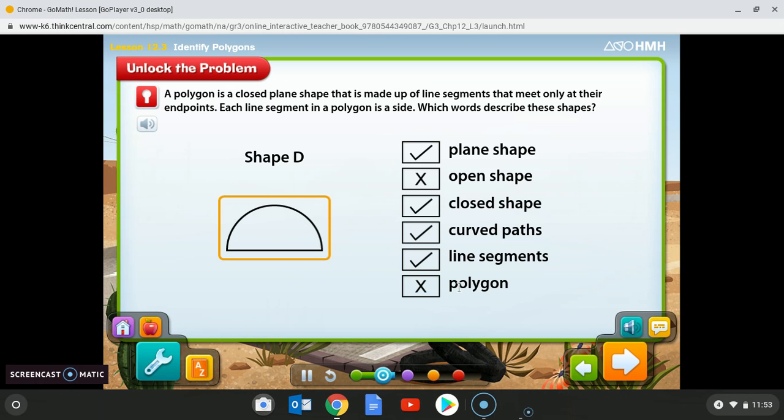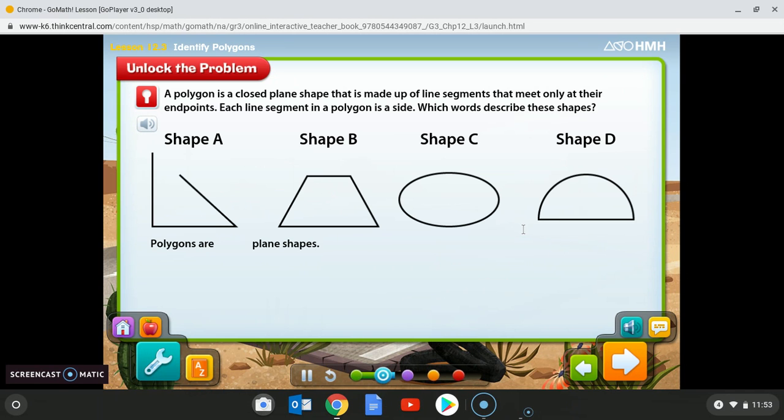So polygons have to be closed with only line segments. Okay? If there's curves, there is no polygon shape. Does that make sense? So, polygons are plane shapes, always plane shapes, okay? If it's a polygon, that means it's a two-dimensional figure. When you are doing a three-dimensional figure, that is no longer a polygon. Polygons are also always closed.